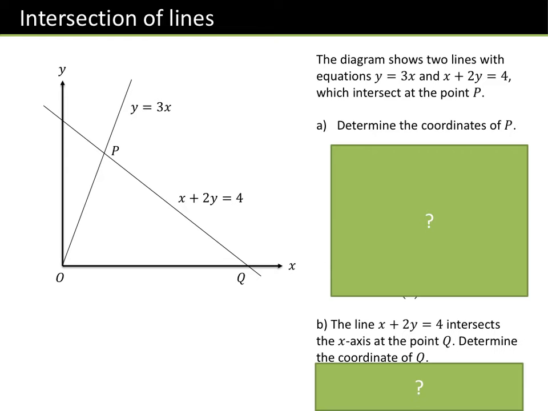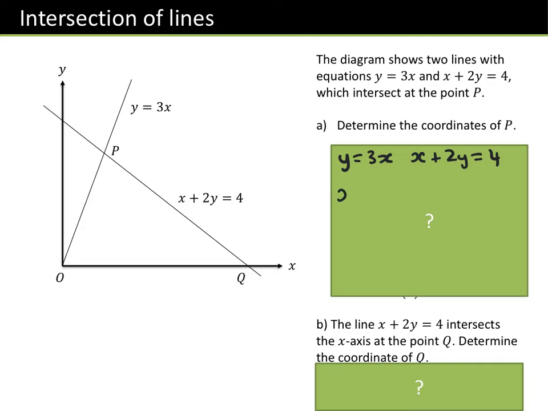Okay, so the diagram shows 2 lines with equations y equals 3x and x plus 2y equals 4, which intersect at the point P. Determine the coordinates of P. When 2 lines intersect, they are equal to each other at that specific moment. So that means if y equals 3x and x plus 2y equals 4, they are essentially simultaneous equations. So we can substitute one into the other.